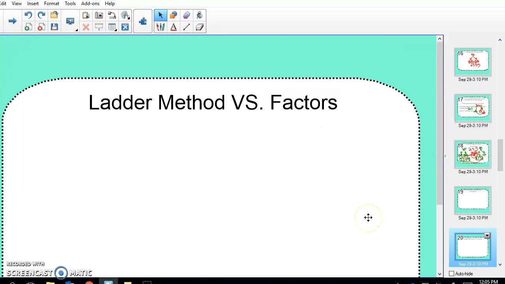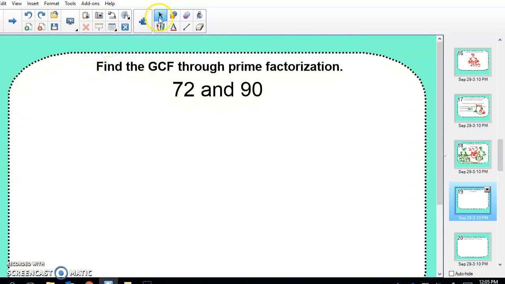All right. What I'd like for you to do now is go ahead and try 72 and 90 on your own and write your answer at the end of this ed puzzle.